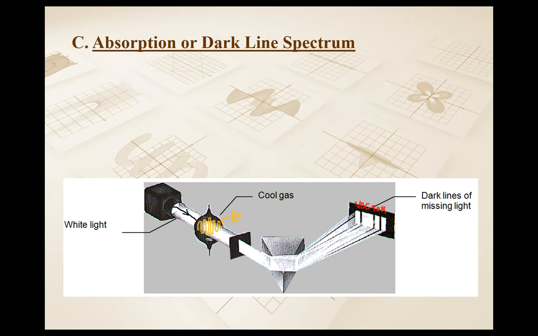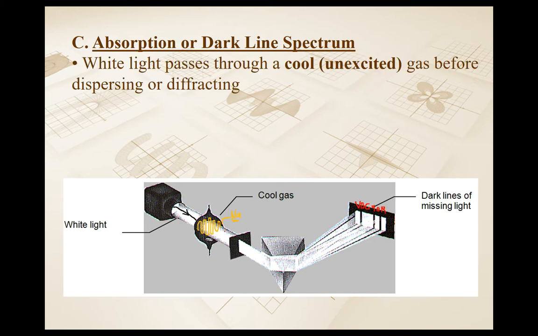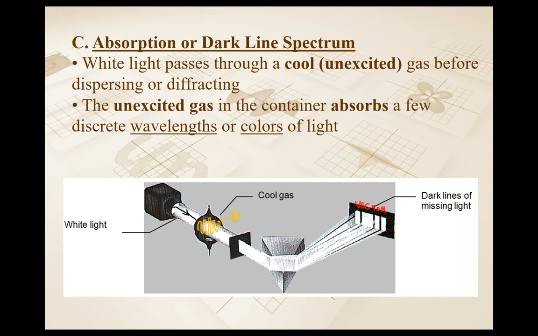So without the sodium gas, you get the continuous spectra. But if you put the sodium gas there, it actually seems to absorb some of these lines. So what you see is these dark lines of light that appear to be missing. So let's go through this. When you take white light and you pass it through a cool or an unexcited gas, unexcited just means I don't have an electrical current through it, before dispersing or diffracting, that unexcited gas in the container absorbs a few discrete wavelengths or colors of light. So it's stealing some of the bands.